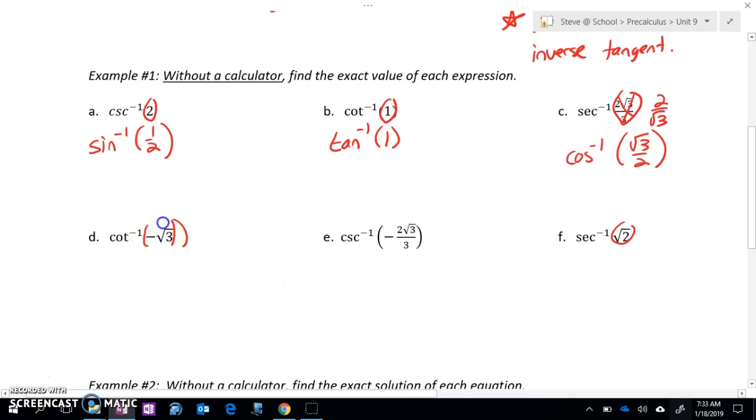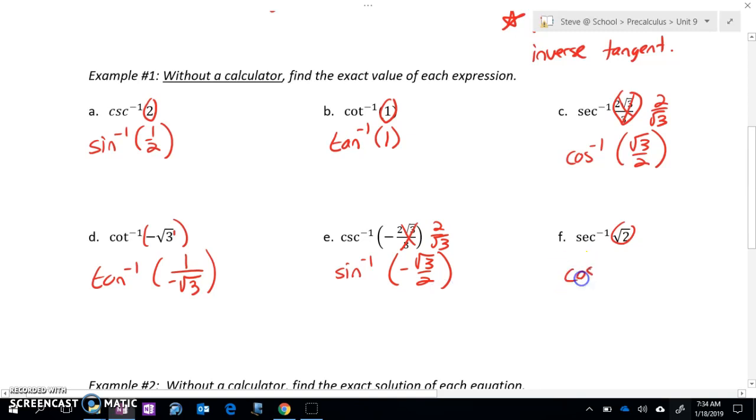So we need to flip this, negative root 3. So tangent inverse is 1 over negative root 3, or negative 1 over root 3. Sorry about that. Cosecant goes with sine inverse again. Again, this is just like 2 over root 3. So we have negative root 3 over 2. And secant goes with cosine. And by the way, this is the same thing as 2 over root 2, when you see that. So it goes back to root 2 over 2.